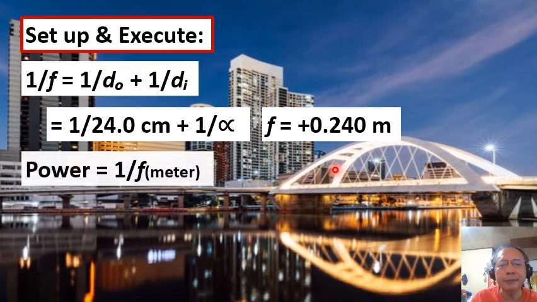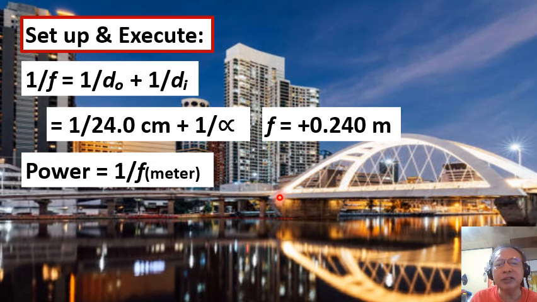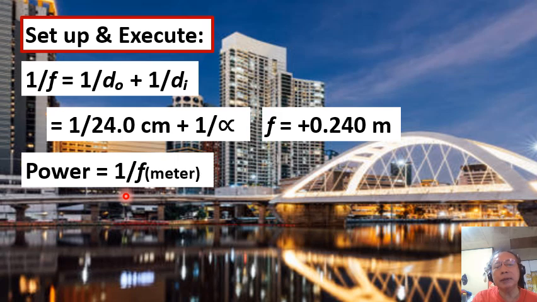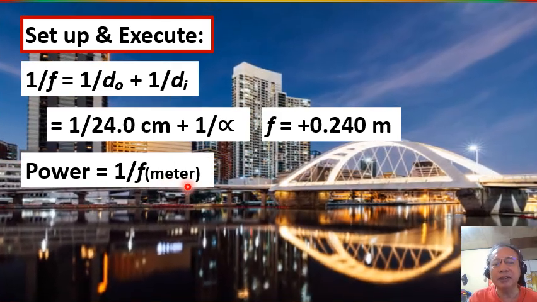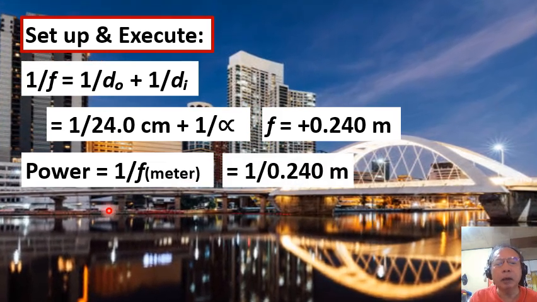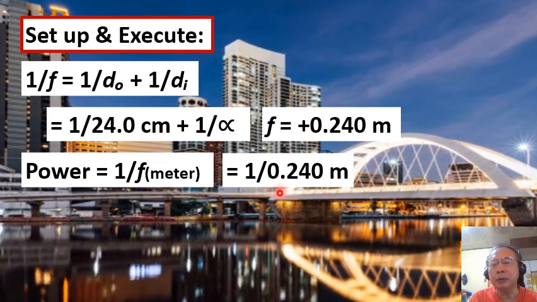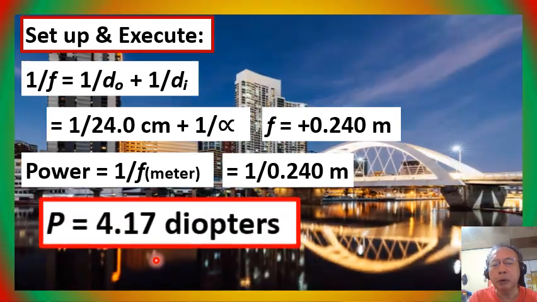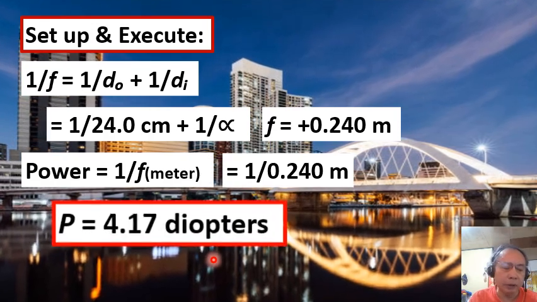So finally, we can now proceed in computing the power of the lens, which is simply equal to the reciprocal of the focal length expressed in meters. So that is, the power of the lens is just equal to 1 over positive 0.240 meters, which is equal to 4.17 diopters in three significant figures.